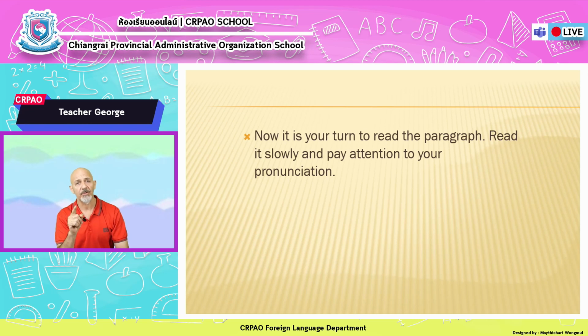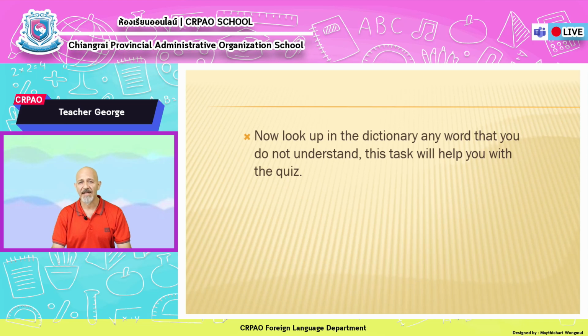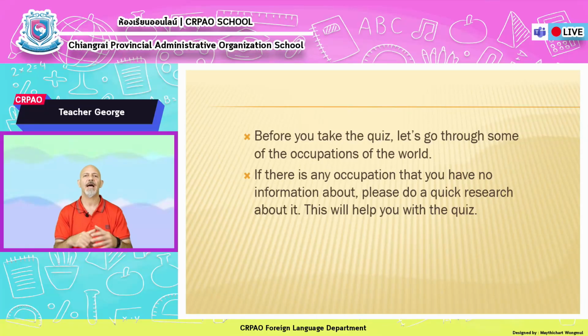So students, now is your turn to read the paragraph. Please take your time, read slowly, and pay attention to your pronunciation. Now, to better understand the paragraph, I would like you to look up in the dictionary any word that you do not understand. This task is very important because it's going to help you with the quiz at the end of the session. So students, I would like you to watch now a role play.